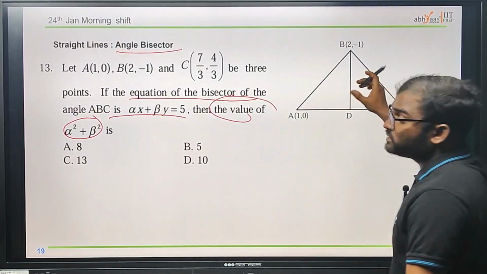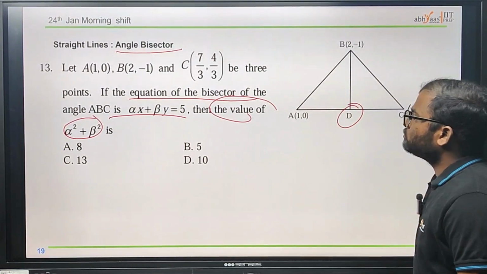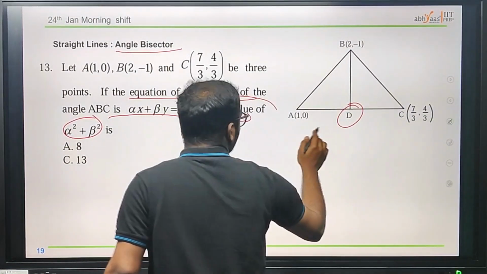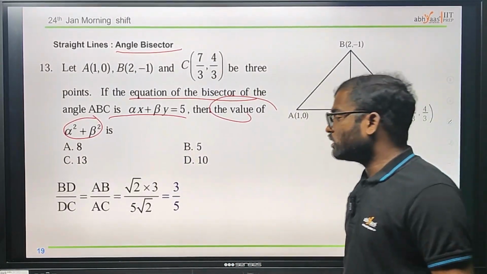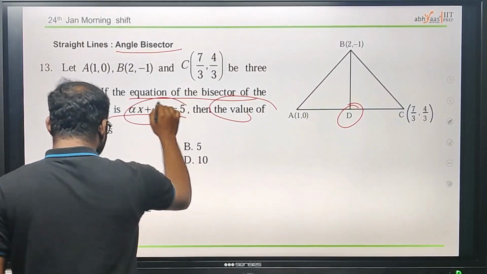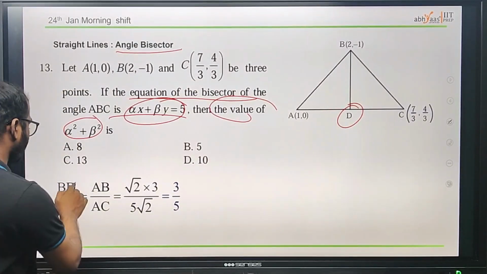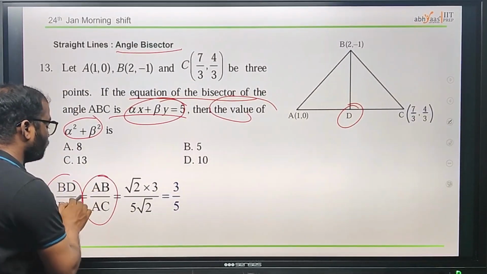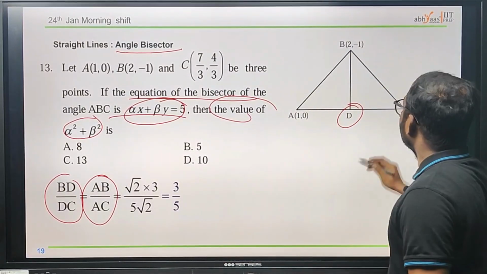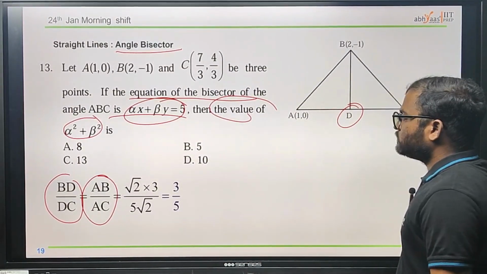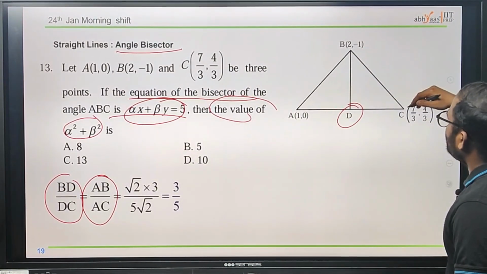Just draw this diagram. We need to find the equation of bisector of angle ABC. We can easily observe, by using the slope, we can easily solve this one, using this line as well. Just BD by DC, from the diagram, BD by DC can be written as AB by AC. From this AB and AC, we just find the AB and AC.